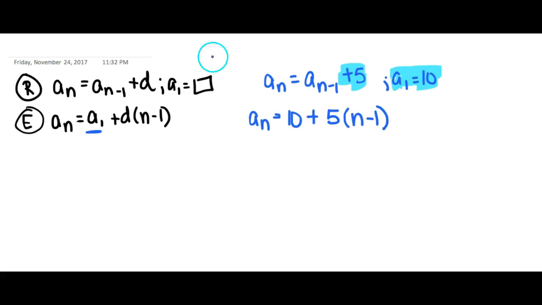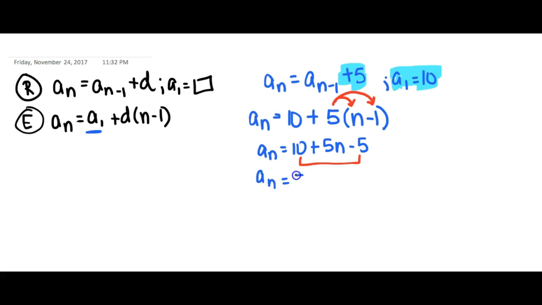And I'm just going to distribute that 5. Remember, we're just going to distribute it to kind of help us out and streamline our formula a little bit, because you might see it this way, you might see it where you actually have to distribute it. So a sub n equals 10 plus 5n minus 5. And now I want to combine like terms. We have a positive 10 and a negative 5. So a sub n equals 5 plus 5n. And this would be going from the recursive to the explicit formula. Okay? So all you're really doing is just replacing it.